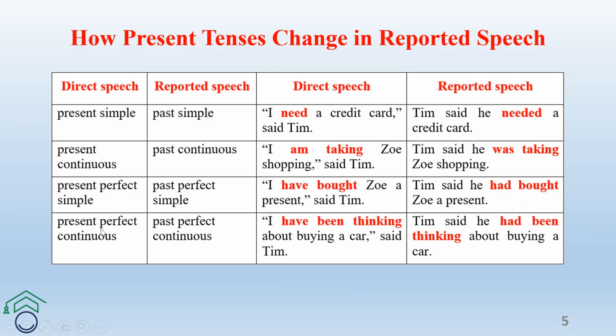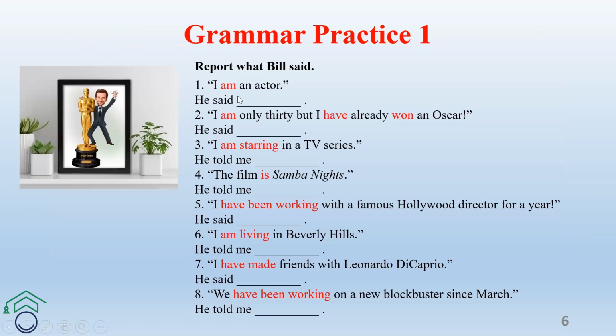Yeah? And the last, we change present perfect continuous to past perfect continuous. Angelina. I have been thinking about buying a car, said Tim. Tim said he had been thinking about buying a car. Thank you very much. So now let's look how the rules work. Meet Bill. Bill is a famous actor, and our task is to report what Bill said. Yeah? So who would like to read the first two sentences?